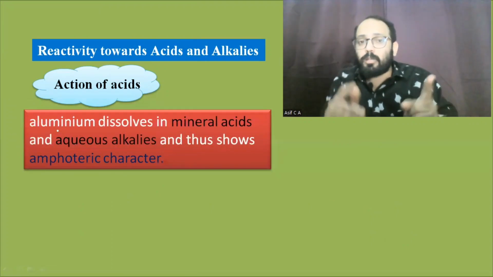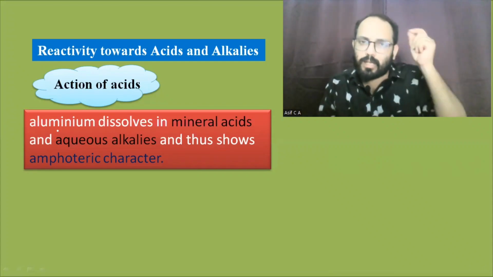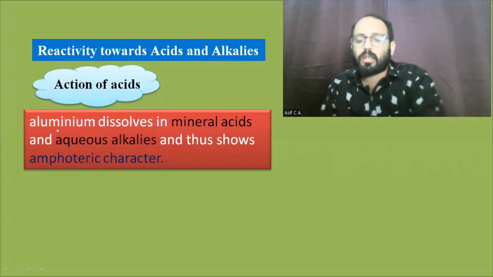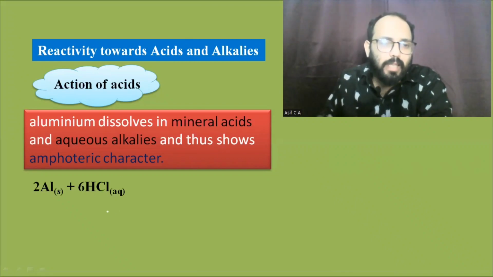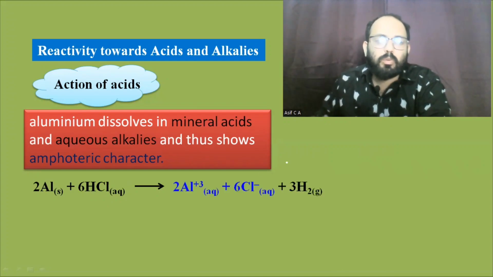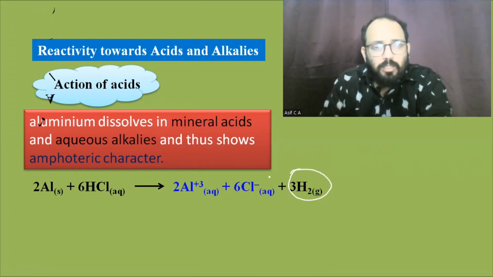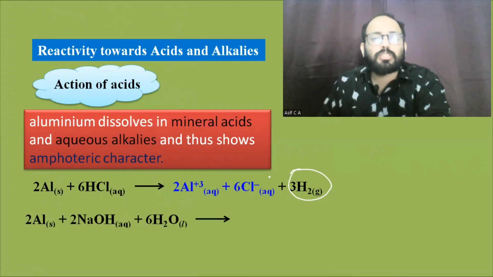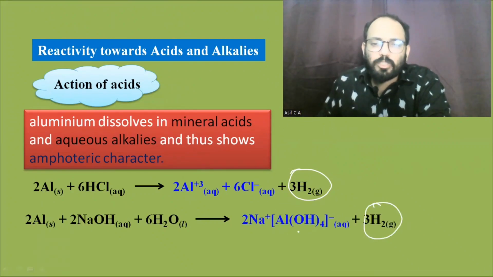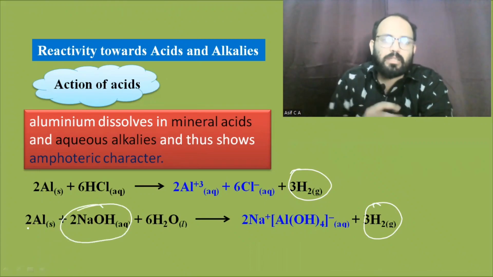But aluminum is having amphoteric nature. Amphoteric nature means, yes, I will react with mineral acid and I will react with alkali too. Let us have the reaction. Aluminum reacting with HCl dissolves, what is going to happen? Hydrogen gas will be liberated. When reacting with aqueous alkali, hydrogen gas will again be liberated along with a soluble complex formation. You will be getting a soluble complex when aluminum reacts with sodium hydroxide, an aqueous alkali.